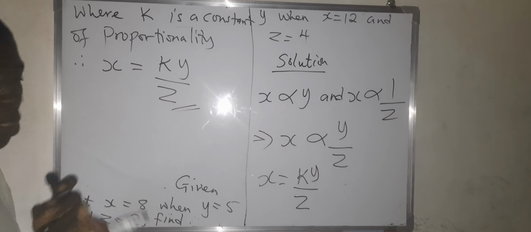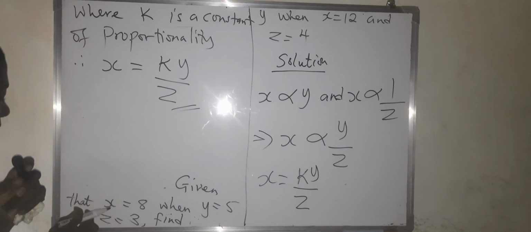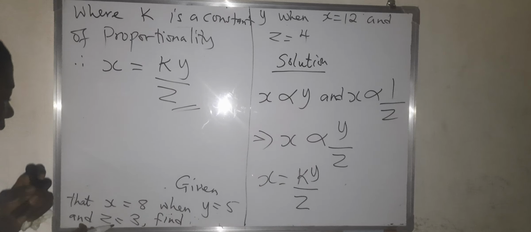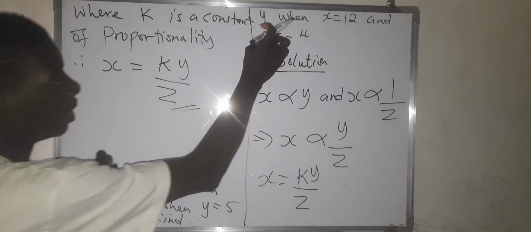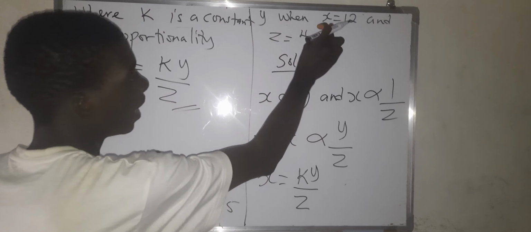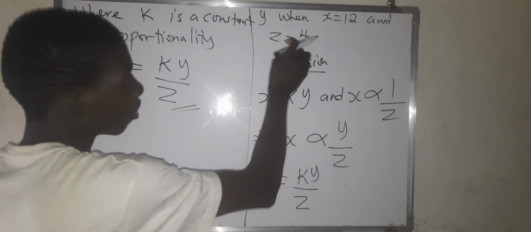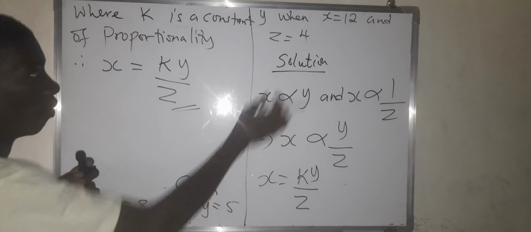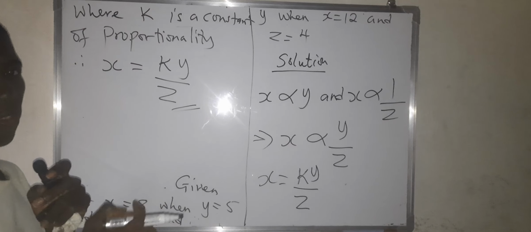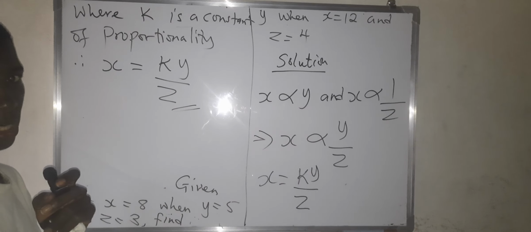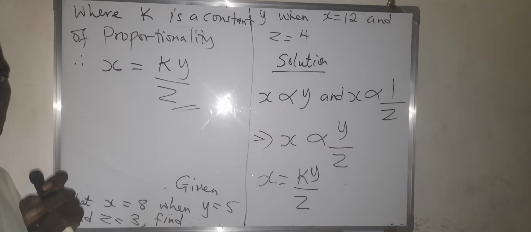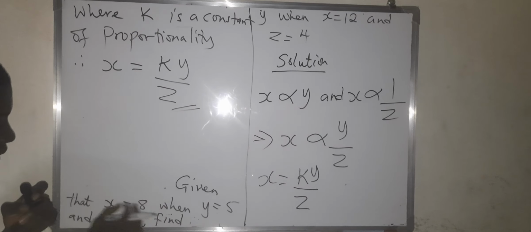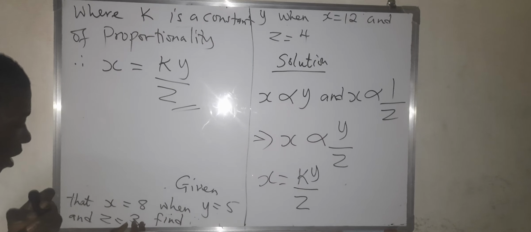And again, the question asks us, given that x equals 8 when y equals 5 and z equals 3, find y when x equals 12 and z equals 4. Before we find the value of y, we need to find the value of the constant. To find the value of the constant, we need to use these values for x, y, and z.